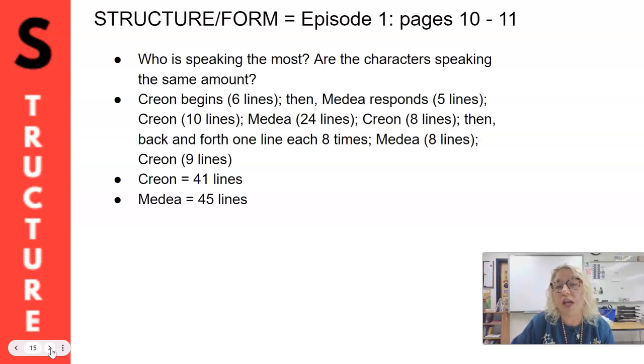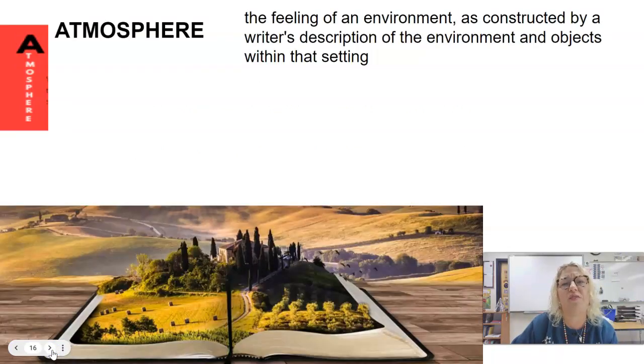So even though Creon is the one who is there to command Medea to leave, to exile her, and he is the king, he has the most power, she still outnumbers him in speech by 4 lines. And so that is something interesting to note, and that is how, one way anyway, you can attack structure when analyzing Medea. Finally, atmosphere: the feeling of an environment as constructed by a writer's description and objects within that setting.